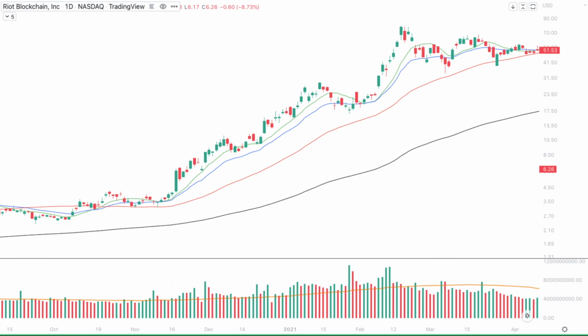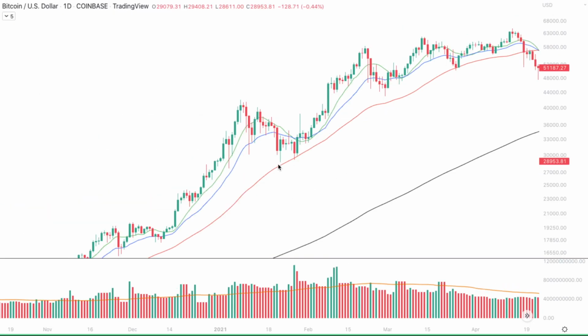Right? You had selling in Bitcoin all the way down to the 50-day, but for Riot, it barely even really broke that blue 21 EMA. It only spent, whatever, 1, 2, 3, 4 days below it, versus with Bitcoin, we had 1, 2, 3, 4, 5, a bunch of days below that 21 EMA. So I think that's a testament to the strength of Riot.